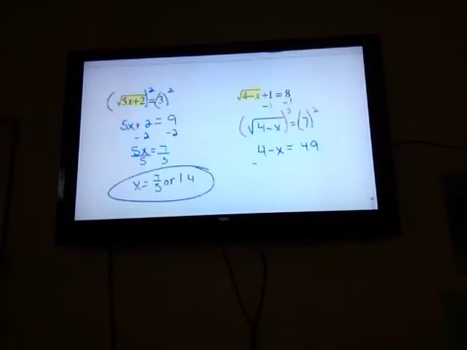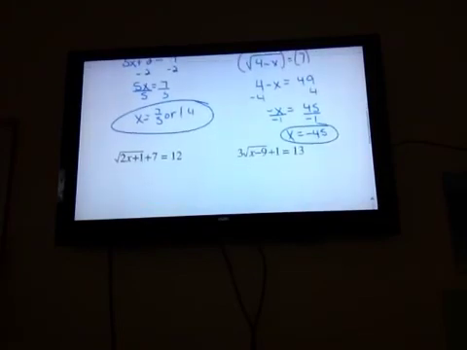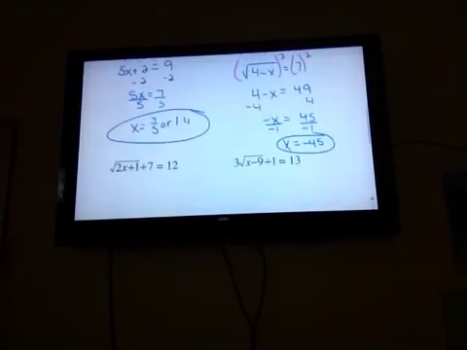Subtract that 4. So negative x equals 45. Never leave it negative x, remember, so divide by negative 1. x is negative 45. All the solving part, we've done and done and done. The squaring part, that's new.